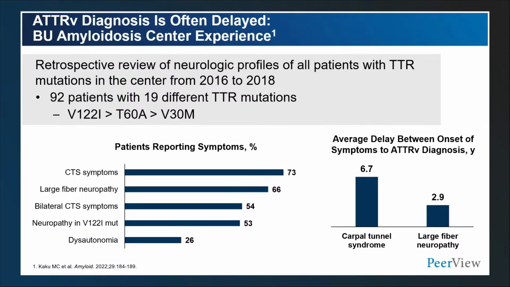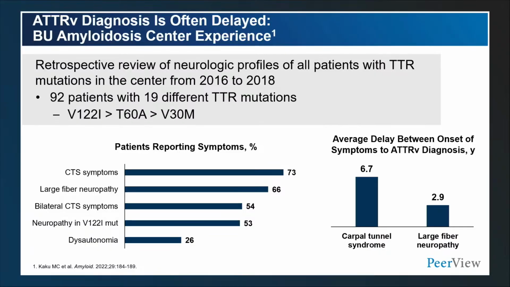This is a study that we did over at BU Amyloidosis Center. Over 2 years, we looked at about 92 new onset patients, found very similar results. Many patients' first manifestation was carpal tunnel syndrome, many of which were bilateral. Our average onset delay was about 6.7 years, so similar, maybe a little bit less than previously reported, and about 2.9 years for large fiber neuropathy before getting a diagnosis.